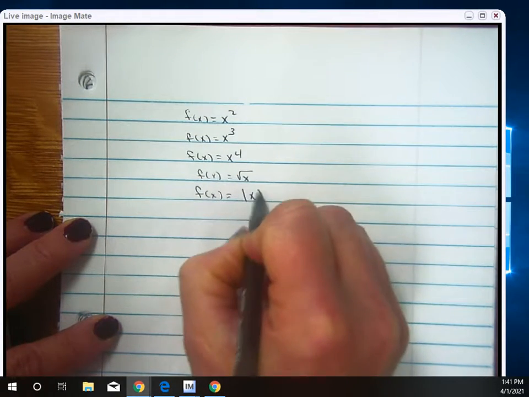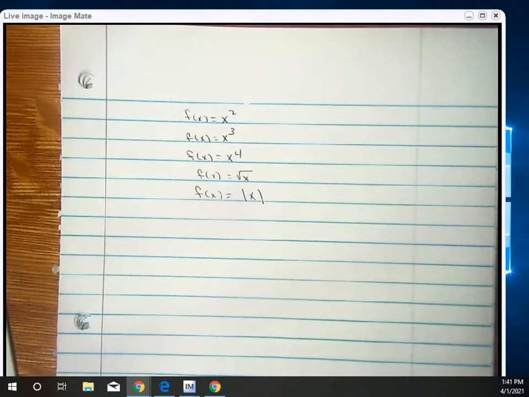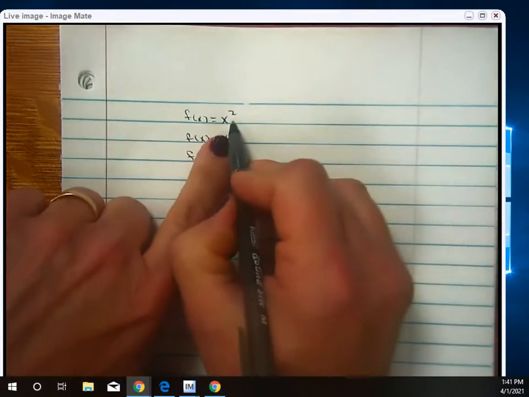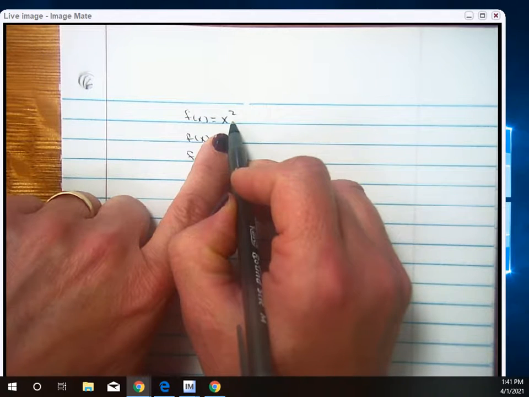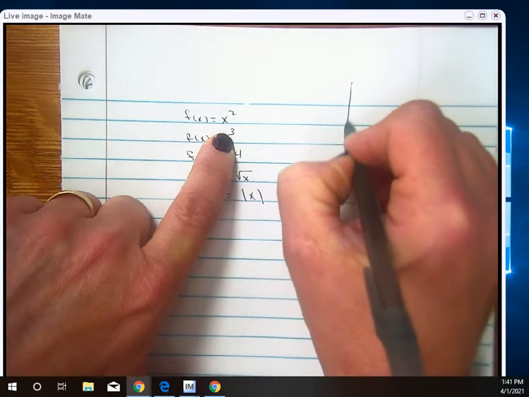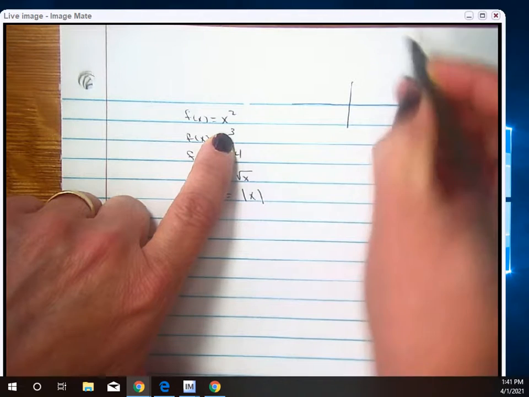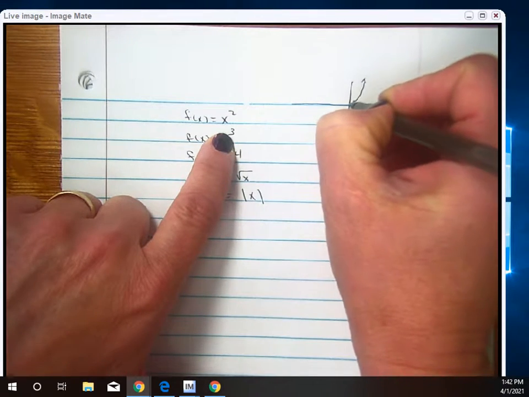So these are all called parent functions. The parent function is the one that is basically the smallest or simplest one, the starting point for everything, like your parent. Now, this is a quadratic function. Where is the vertex? Zero. Okay, it's at 0, 0, or the origin.